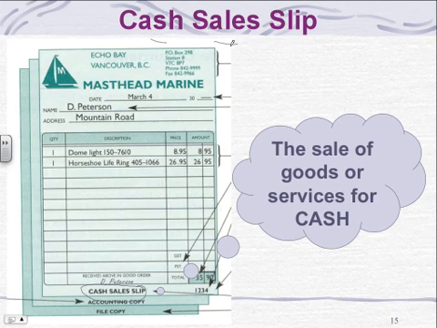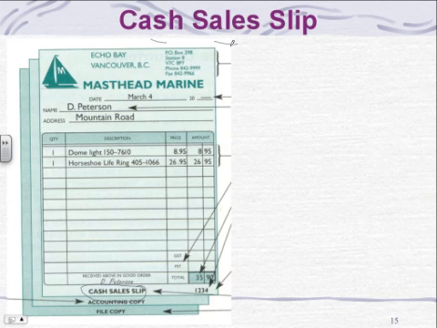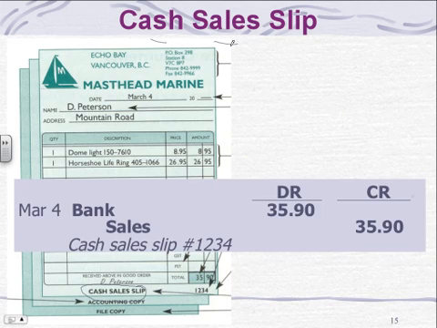And for each source document, you should be able to identify what the journal entry should be. In this case, on March 4th, because that is the date on the source document, we made a sale. Assume that we are Masthead Marine in this case. That's the company we are doing the accounting for. And it's a cash sales slip. So that means we sold some merchandise.